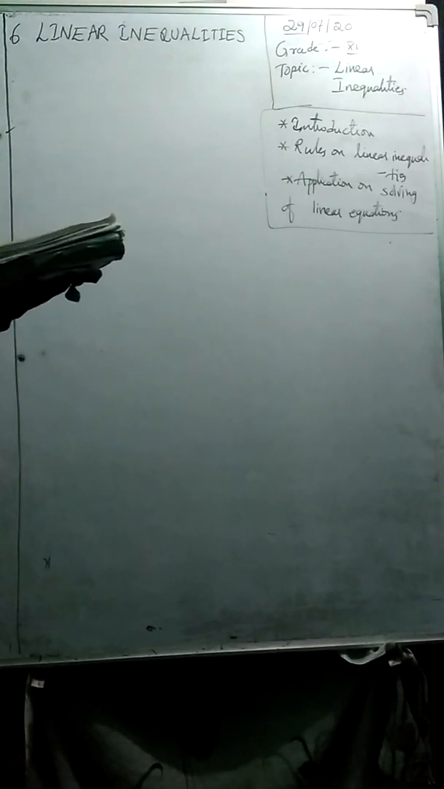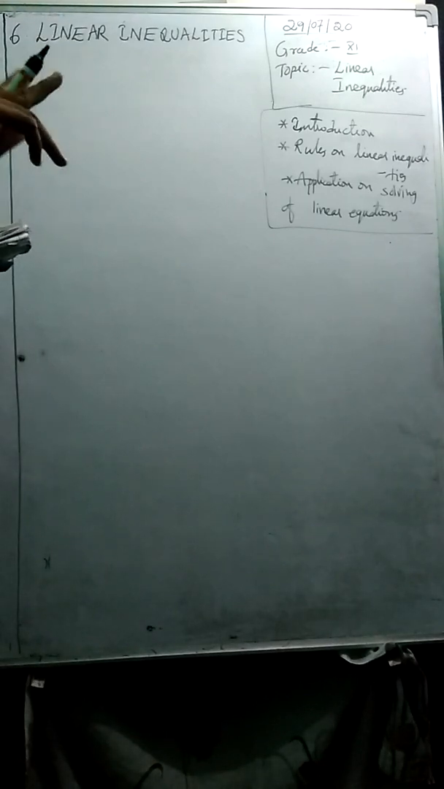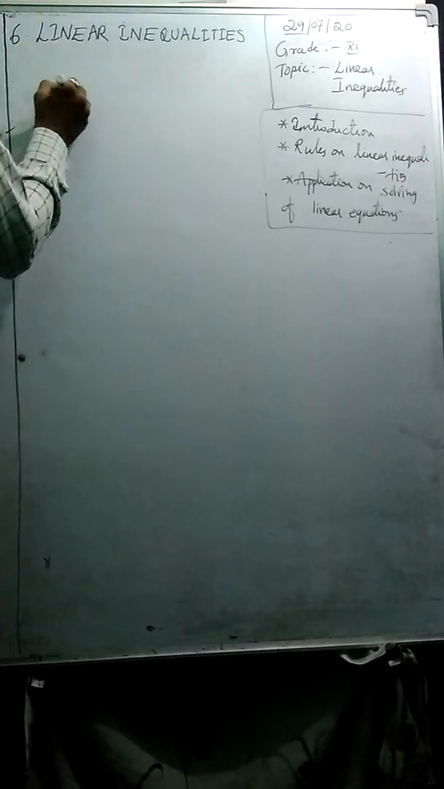And what are the rules? We already have rules applicable for equations. The same rules will be applicable, but the only difference is that when we multiply or divide by a negative quantity, the inequality gets reversed. First rule: two real numbers or two algebraic expressions related by the symbol less than, greater than, less than or equal to, or greater than or equal to form an inequality. Just now we discussed it.